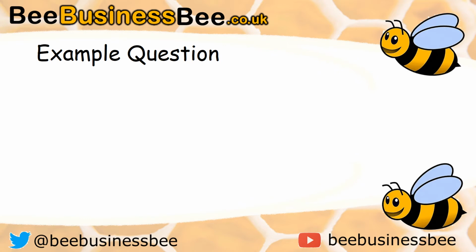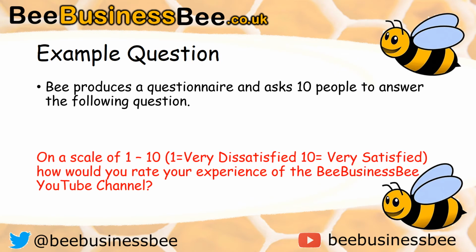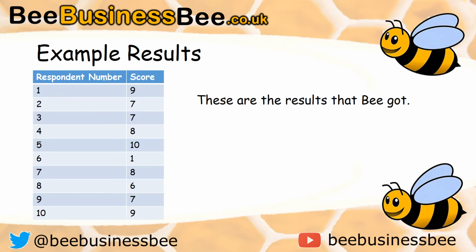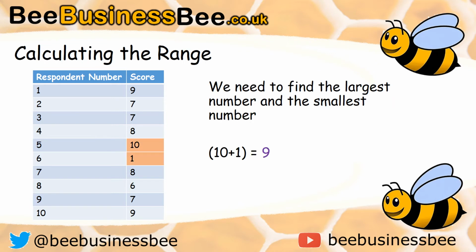We're going to do this by looking at a common question we've used already. So B produces a questionnaire and asks 10 people to answer the following question: on a scale of 1 to 10, 1 being very dissatisfied and 10 being very satisfied, how would you rate your experience of the B Business B YouTube channel? Here you can see the results that B had got. Now we need to use these results to help us calculate the range.